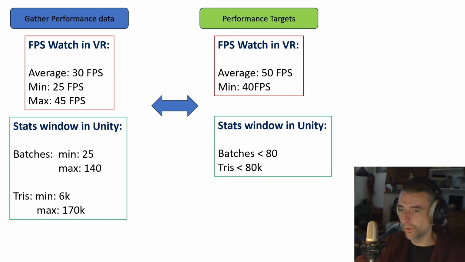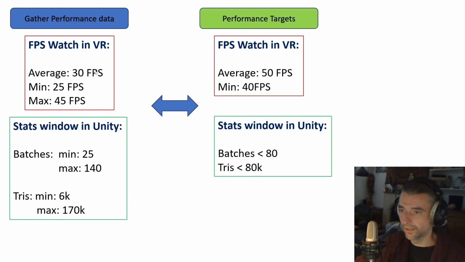And then we went back to Unity. We opened the stats window. We walked around the experience to gather some data. And we found out that in some spots, there are as few batches as 25. However, in many other spots, there are lots of batches, sometimes even 140. We've also collected data regarding the triangle count. So minimum we have like 6k, which is okay. And in many spots we had much more, reaching values of even 170k triangles.